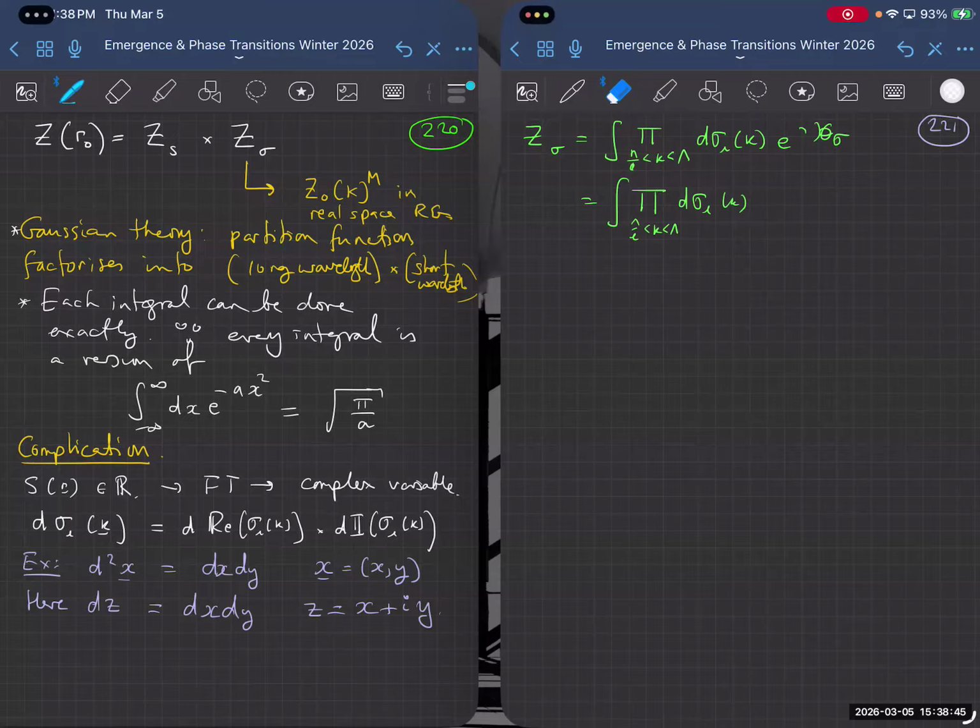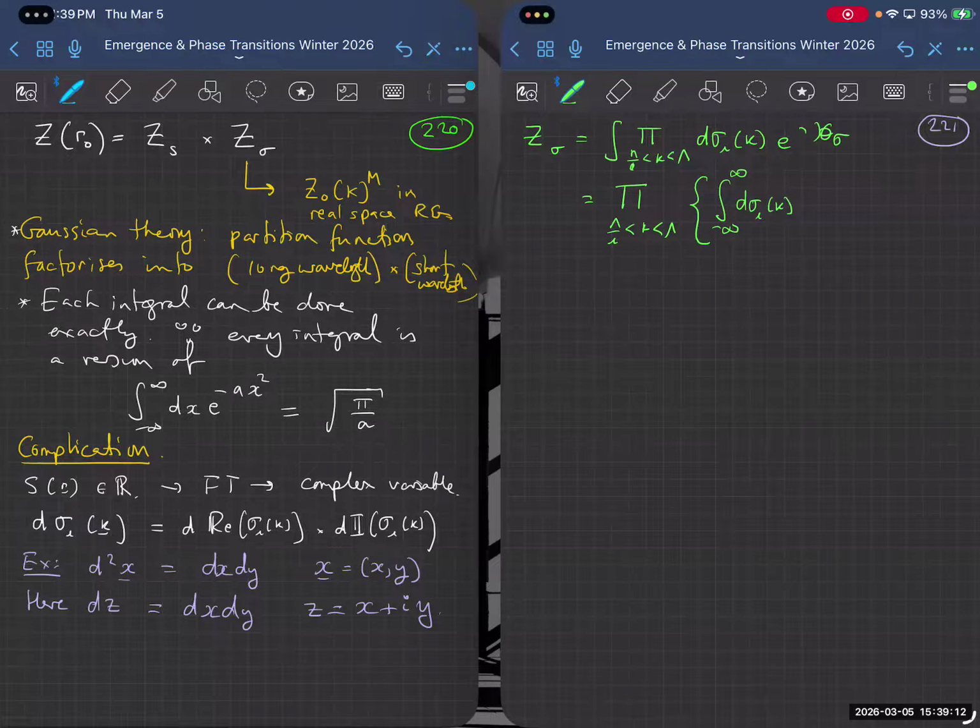Let me backtrack. Sorry, I lost my place. This is equal to then, because everything factorizes here, this is just the product over lambda over L less than K less than lambda of the integral from minus infinity to infinity d sigma_L of K, e to the minus 1 over 2v, sigma_L of K squared times (R naught plus K squared).